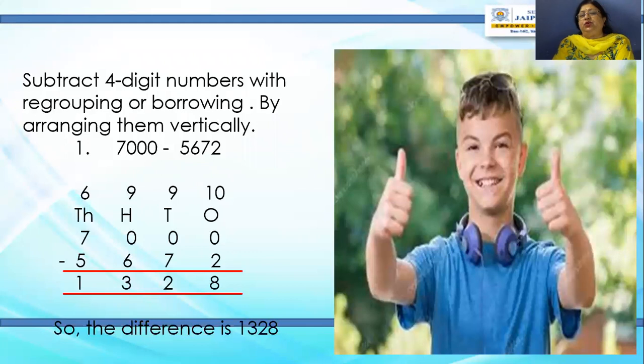So 10 minus 2 will be 8. 9 minus 7 will be 2. 9 minus 6 will be 3. And 6 minus 5 will be 1. So the difference will be 1328. The answer will be 1328.